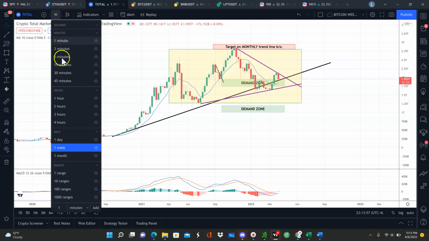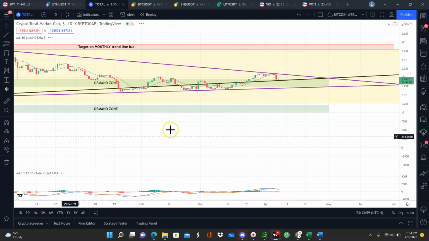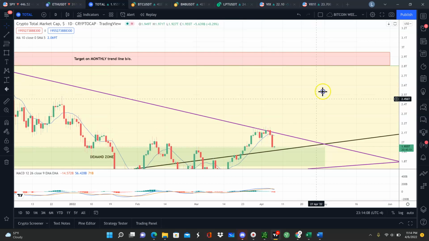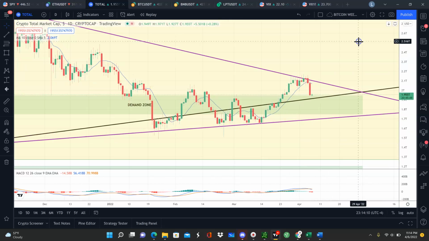Daily chart probably won't show me much of anything different. As you can see, the daily chart is also respecting that range. We've got a small transition into phase four of the market cycle here, with the price currently holding in this demand zone. This demand zone also kind of syncs up with that monthly level.